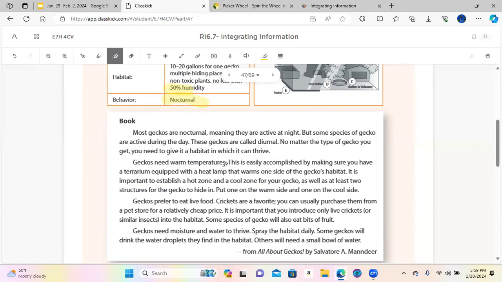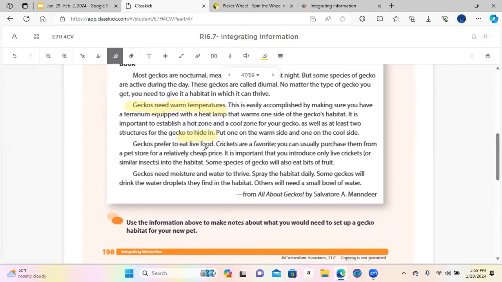No matter the type of gecko you get, you need to give it a habitat in which it can thrive. Geckos need warm temperatures. This is easily accomplished by making sure you have a terrarium equipped with a heat lamp that warms one side of the gecko's habitat. It is important to establish a hot zone and a cool zone for your gecko, as well as at least 2 structures for the gecko to hide in. Put one on the warm side and one on the cool side.